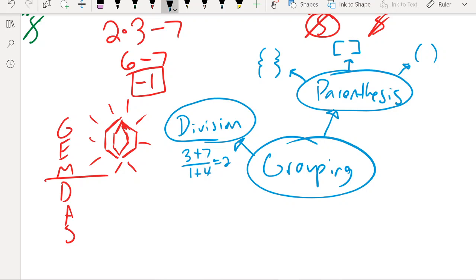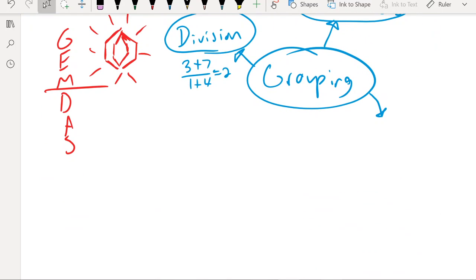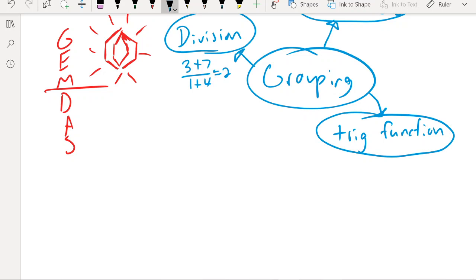Then you have trig functions, right? So if you're in algebra 2, even geometry, right? Geometry, you talk about trig. That's the first time really that you unpack trig. There's a whole unit on it. So grouping, you have trig functions, right? So trig functions would be sine and cosine, tangent and cotangent, secant and cosecant. Right? So those are your trig functions. Those are types of groupings.